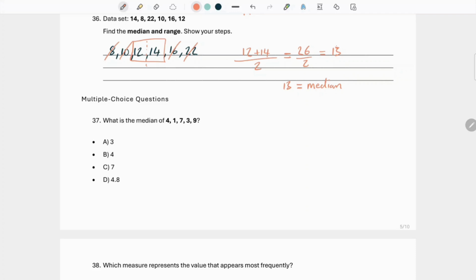Now the range is the maximum value minus the minimum value, which basically means the biggest number minus the smallest number. So the biggest number here is 22. We could see that from when we rearranged our numbers. And the smallest number is 8. So 22 minus 8 is 14.